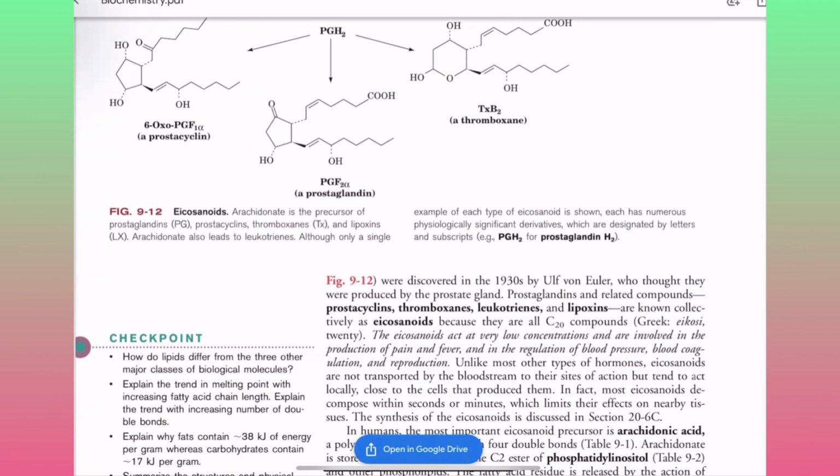Eicosanoids at very low concentration are involved in production of pain and fever and in regulation of blood pressure. So what is the role of signaling lipids inside our body? They help regulate blood pressure. They help in blood coagulation. They help in production of fever and pain.